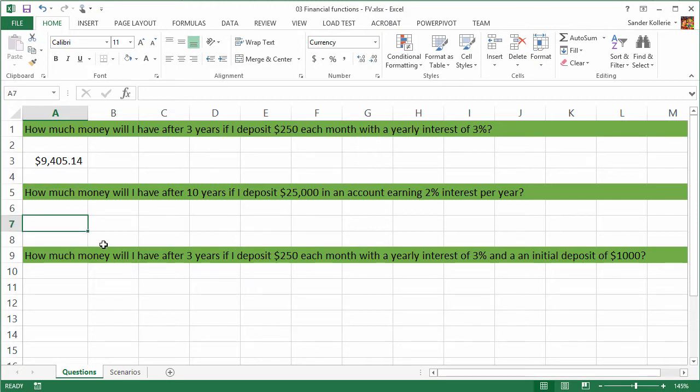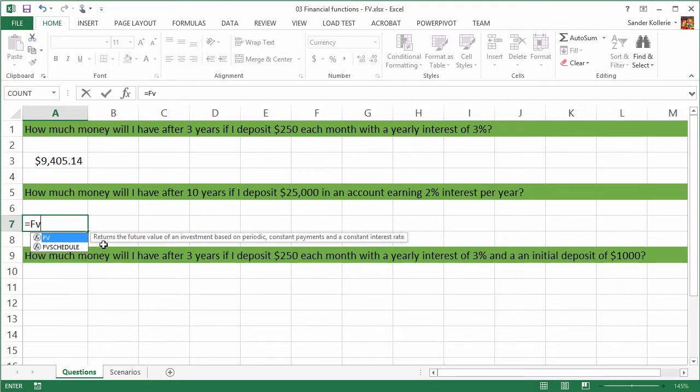How much money will I have after 10 years if I deposit $25,000 in an account earning 2% interest per year? So now we're just gonna let it sit there. We're not gonna do any monthly deposits, but we're just gonna let it sit there and wait how much money we get at the end of the period. Again, we can use FV for that, the future value function. The rate is, in this case, 2% divided by 12. The period is 10 years, so I could do 10 times 12, or just type 120.